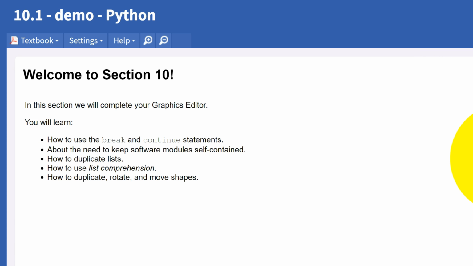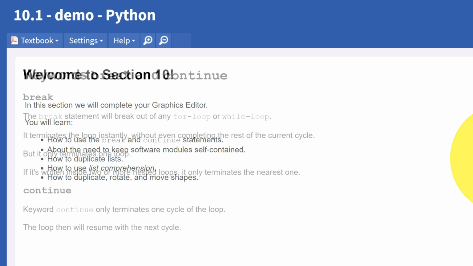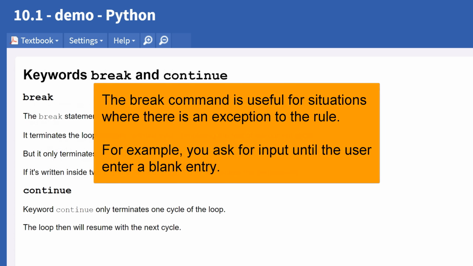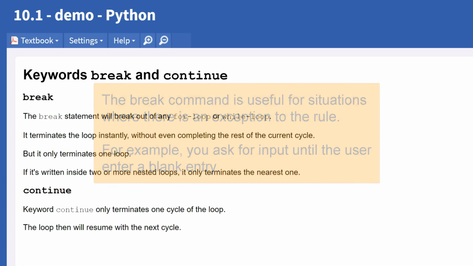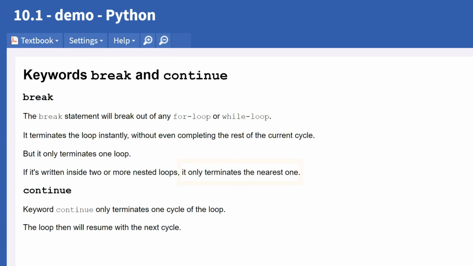The break statement will break out of any for loop or while loop. It terminates the loop instantly without completing the rest of the current cycle. It only terminates one loop. If it is written inside two or more nested loops, it only terminates the nearest one.